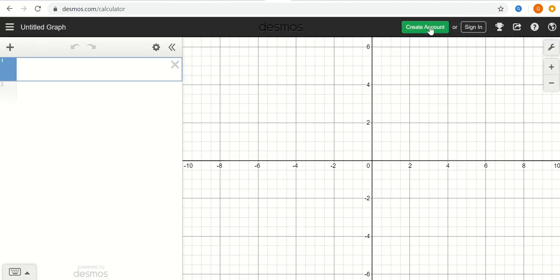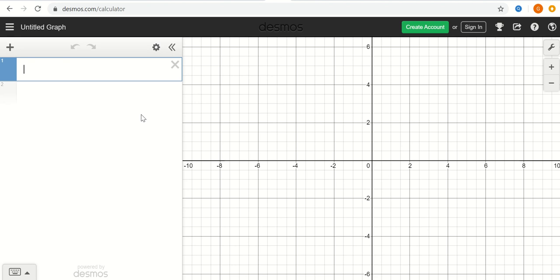Now, you can create an account if you like, but you actually don't have to. You can even save graphs that you've been working on if they're complex enough that you want to save them. You can save them without an account too. They'll just give you a link to a URL that you can always go back to for that particular equation or set of equations that you were working on.